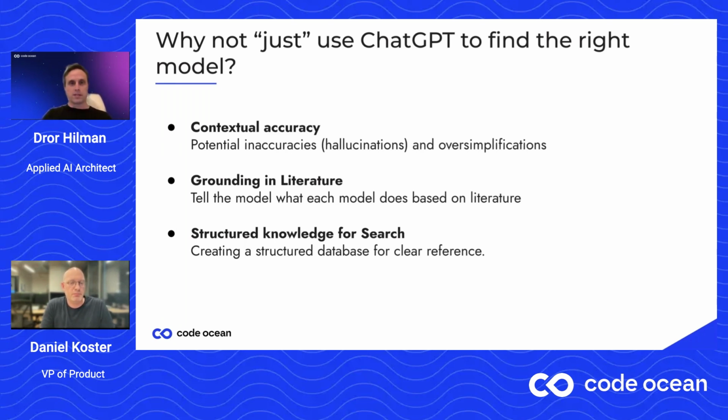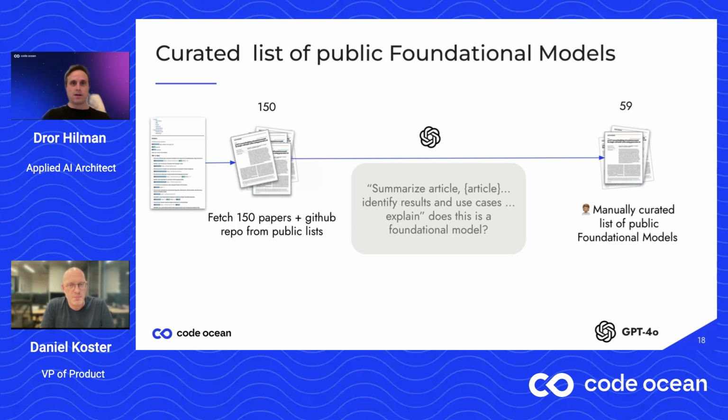So you probably want to do some manual collection of the literature, and then structure the database in a way that makes it easier to search and understand later on. What we did is first collect about 150 different papers from already existing lists of foundational models in different domains that we found on GitHub. We ran a prompt using the GPT-4 API that says, these are the articles, summarize the article, identify the different results and use cases, and explain why this is a foundational model. We got a very nice description of the results and inputs of each of these papers. And manually we selected 59 that look very promising and also cover broad domains of biomedical research.